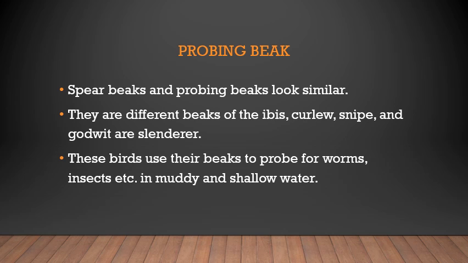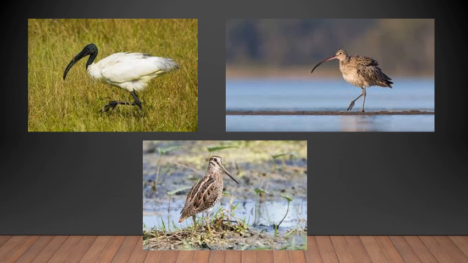Probing beaks of the ibis, curlews, snipe, and godwit are long and slender. These birds use their beaks to probe for worms, insects, etc., in the muddy and shallow water. Now, here are the examples of the ibis, curlew, snipe, and godwit, which have the slender beaks. These are specially used for probing.